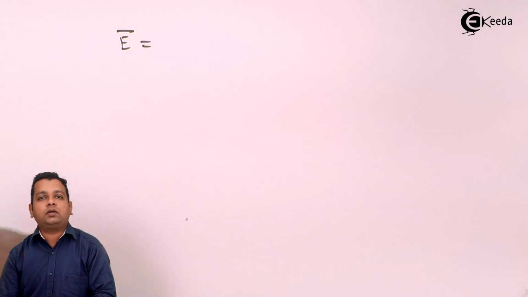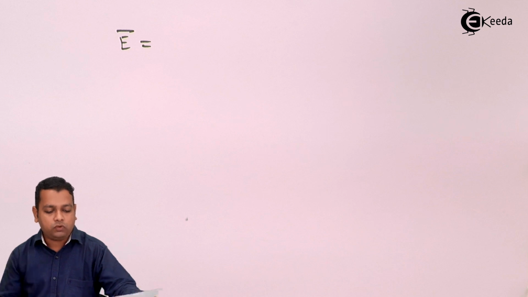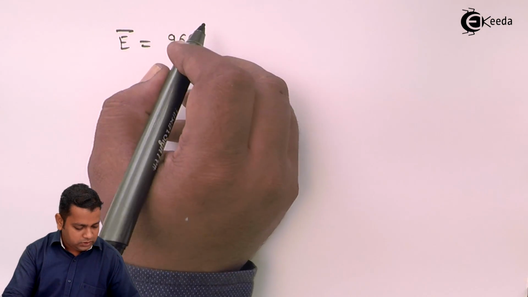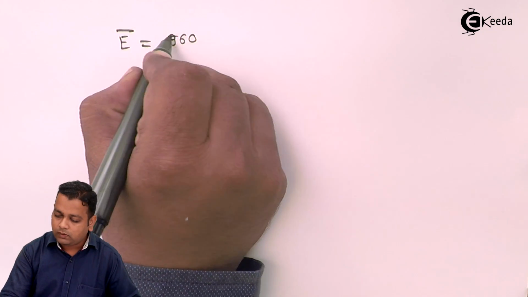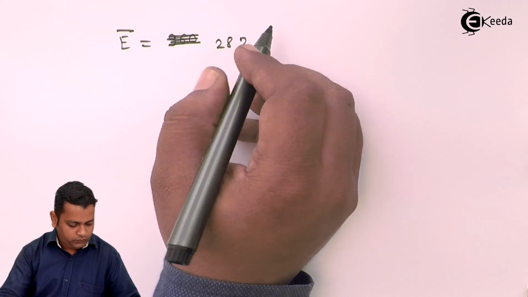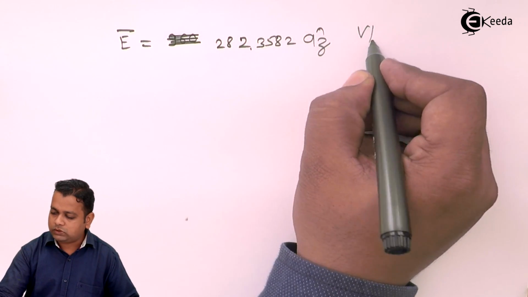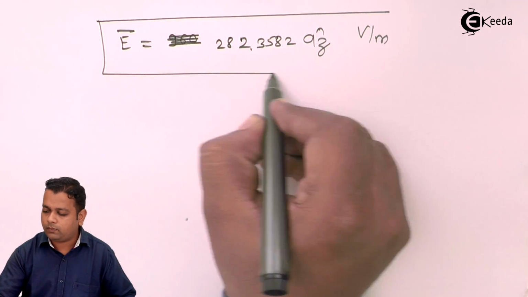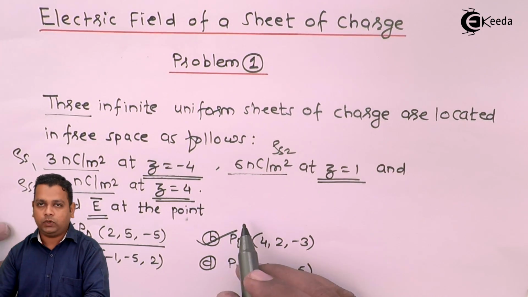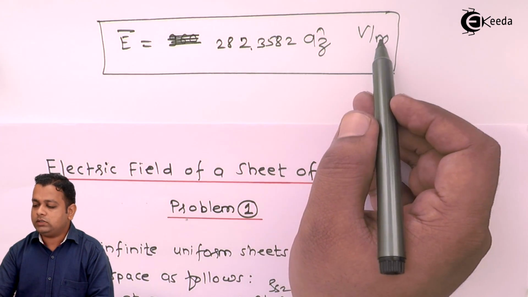Capital E bar, that is the electric field intensity at point PB having the coordinates 4, 2, minus 3. We get the answer E bar is equal to 282.3582 Az cap volts per meter. So this is the required answer for part B of this problem. So part B has this answer, 282.3582 Az cap, unit is volts per meter.